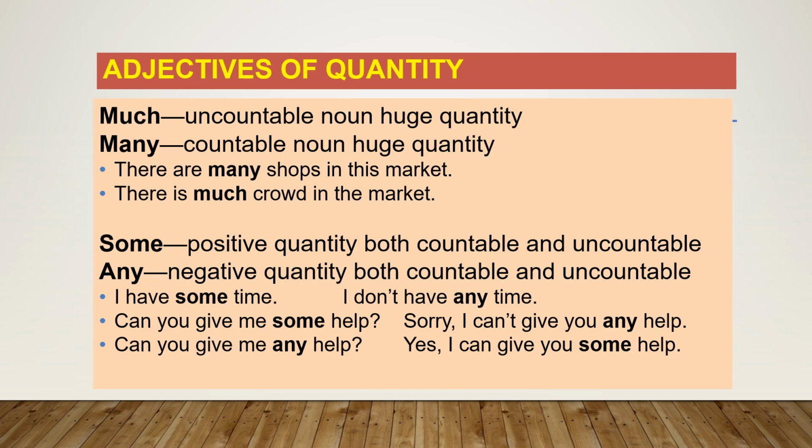I don't have any time. That means negative quantity. Can you give me some help? That means you are positive. You're asking, expecting that the person will give. Sorry, I can't give you any help. So negative, no help. Can you give me any help? Now you don't expect anything. You are just asking, maybe you will get. Yes, I can give you some help. So here the negative has become positive. You were not hoping, but you got it.